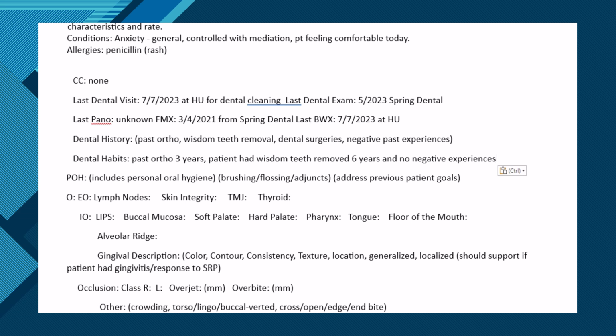For dental habits, this is what we're looking for as far as what are they eating? What are they drinking? Oh, hang on one second.